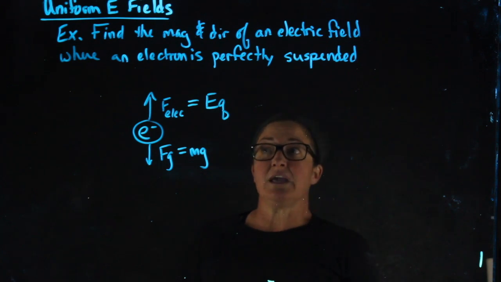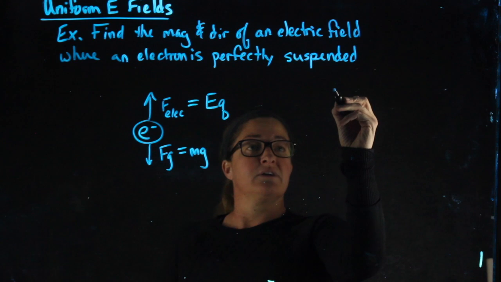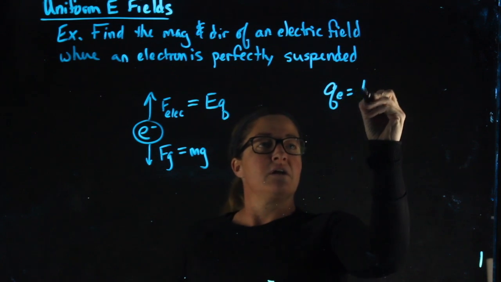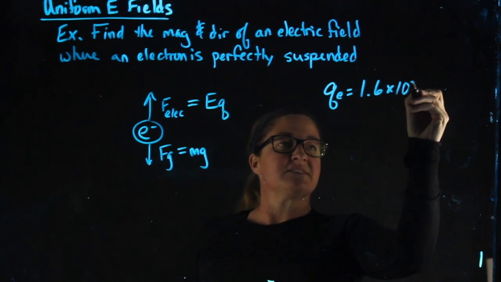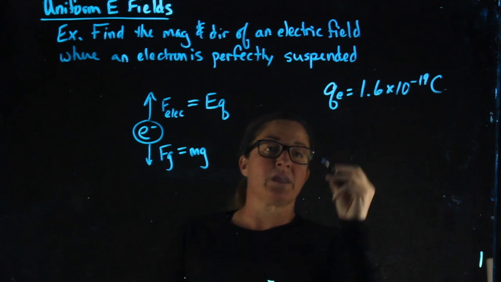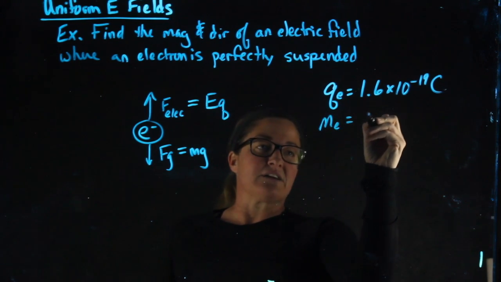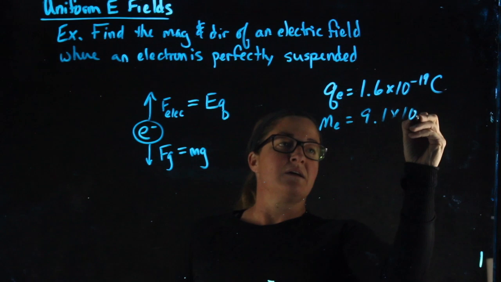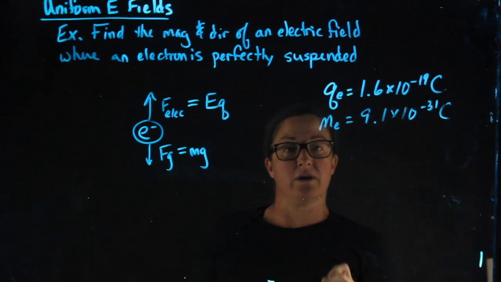Some values you need are on your sheet, and they include the charge of an electron, which is equal to 1.6 times 10 to the negative 19th coulomb, and the mass of an electron, which is equal to 9.1 times 10 to the negative 31 kilograms.